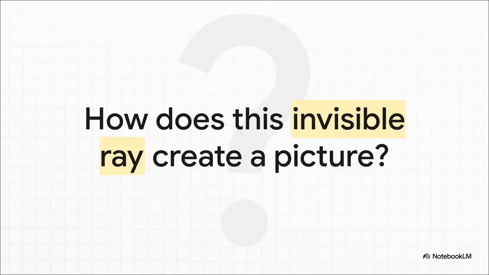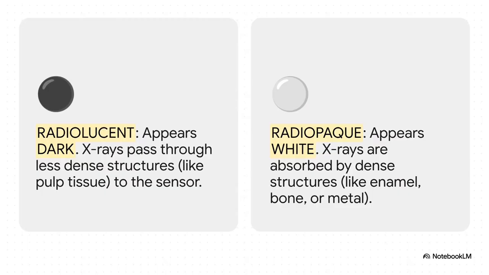Right, so this is the million-dollar question, isn't it? We've got this invisible beam of pure energy flying straight through your cheek. How in the world does that turn into a black and white picture of your tooth? It all comes down to one word: density. Imagine you're throwing a bunch of tiny balls at your face. As these X-ray photons travel, some of them are going to be stopped and some are going to get through. The soft, less dense stuff, like your gums and cheeks, doesn't block many photons. So the photons pass right through and hit the sensor on the other side, and that makes the picture dark.